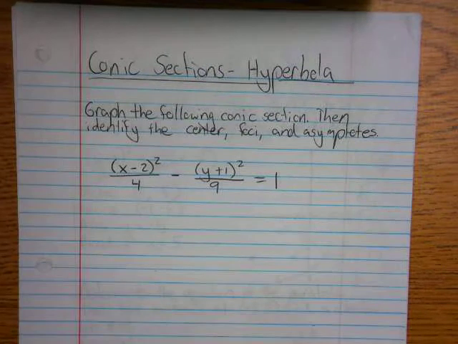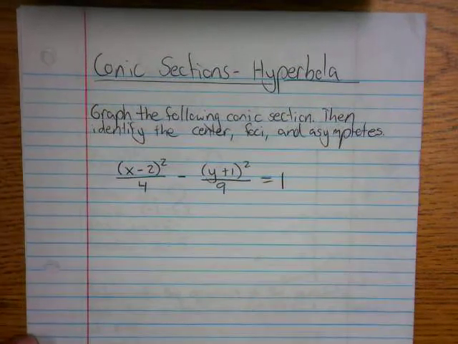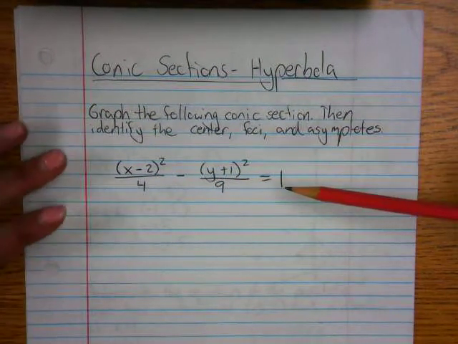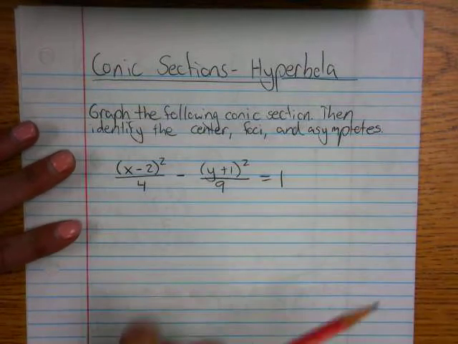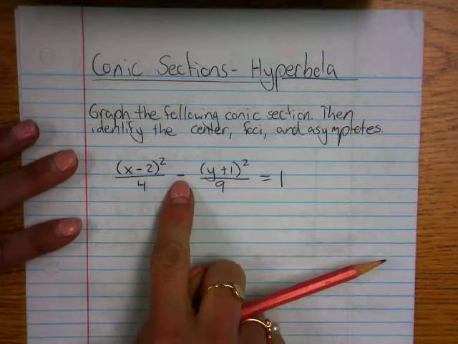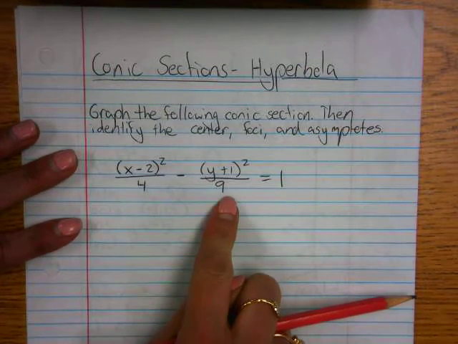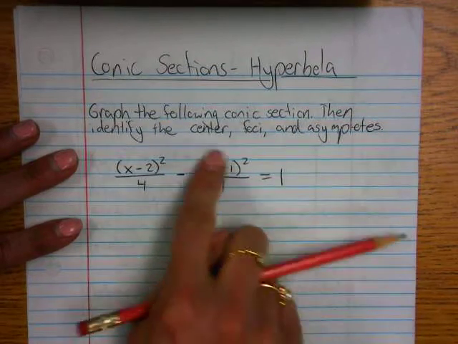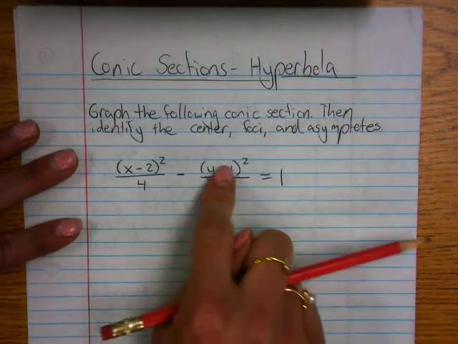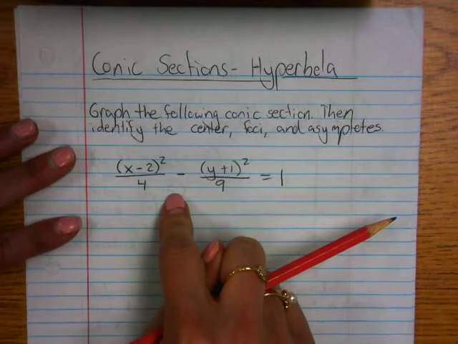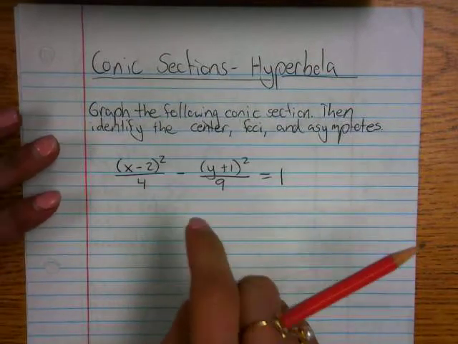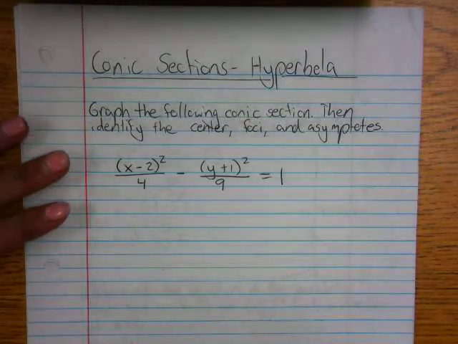So in this problem it says to graph the following conic section, which when I look at the equation I know that it's a hyperbola because I see that it's the difference right here of these two fractions, and it looks like it's in the form that we learned for a hyperbola. And then it says to identify the center, the foci and the asymptotes once we're done.